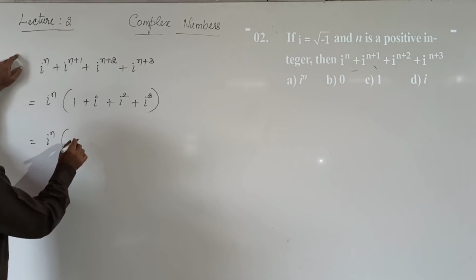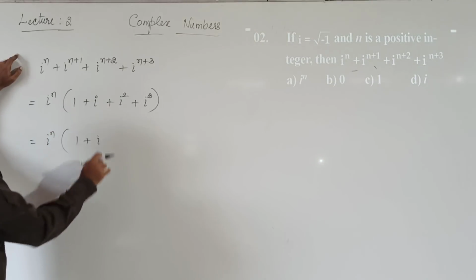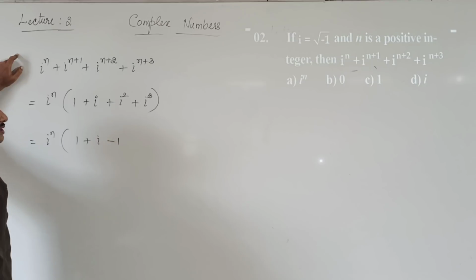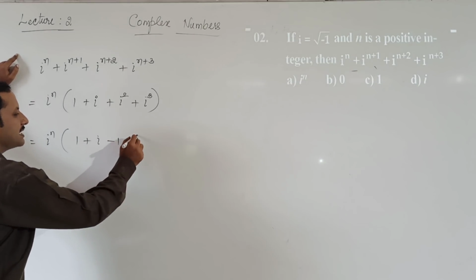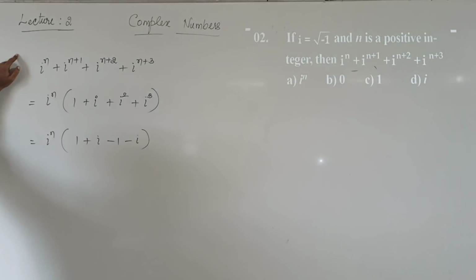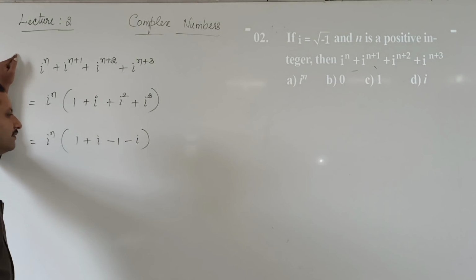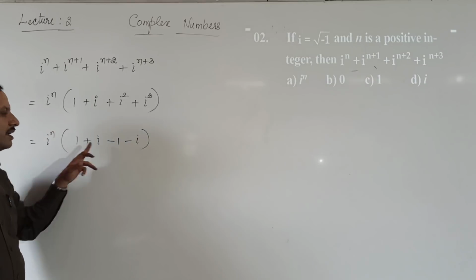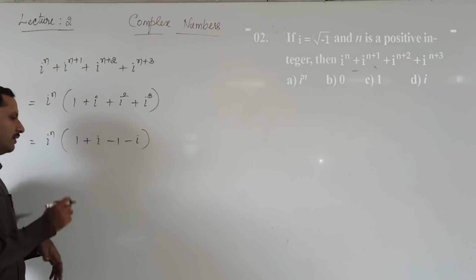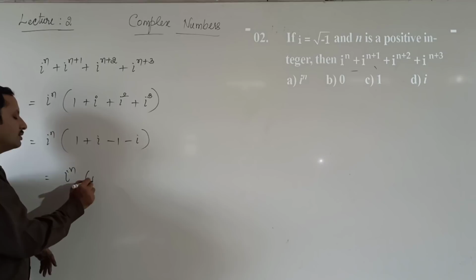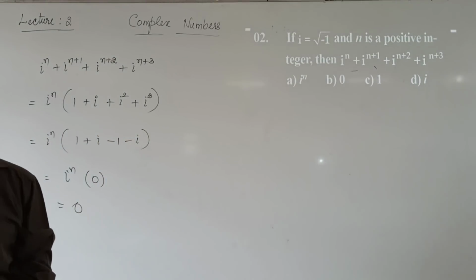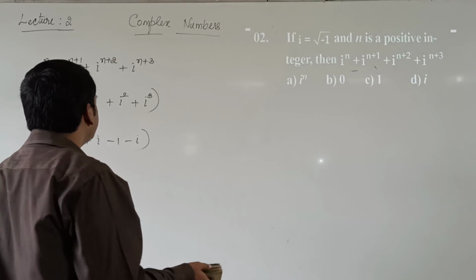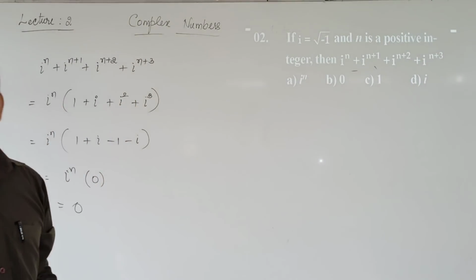I power n into 1 plus i plus i square plus i cube. I square value we already know, which is minus 1. What about i cube? I cube is nothing but minus i, because i cube is equal to i square into i, and i square is minus 1, into i will give you minus i. See what happens here? 1 gets cancelled, i gets cancelled. What will remain? I power n into 0 is equal to 0. That's the answer. Second option. Okay. Let's go to the next question.